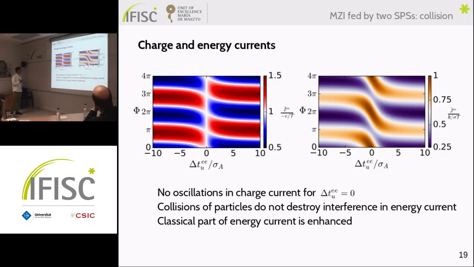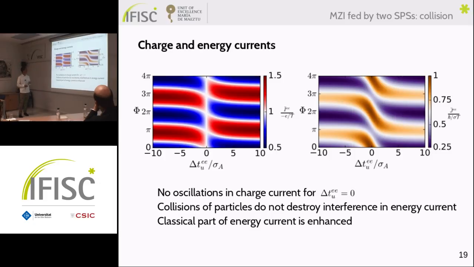So now we can start to try to interpret the results, and if we try to interpret the results of the charge current, we can think again that the electrons can collide at the final quantum point contact, and then if they collide, because of Pauli exclusion, they have to go to different outputs. So if they go to different outputs, you have no fluctuation of the charge in either of the outputs. So you know which path it took, and again, you can see that the charge has no oscillations.